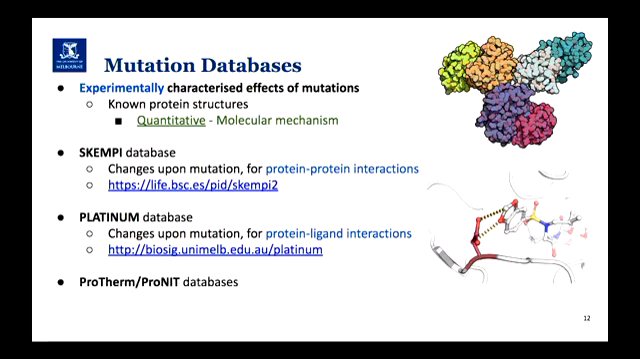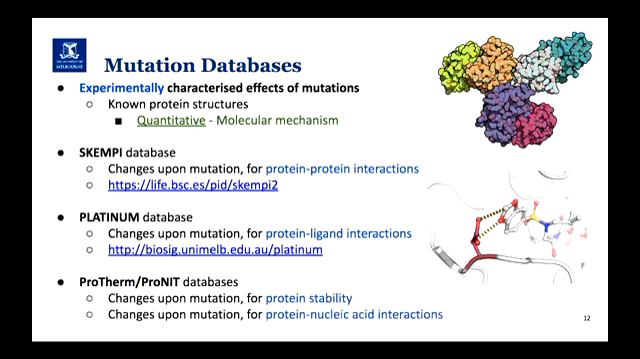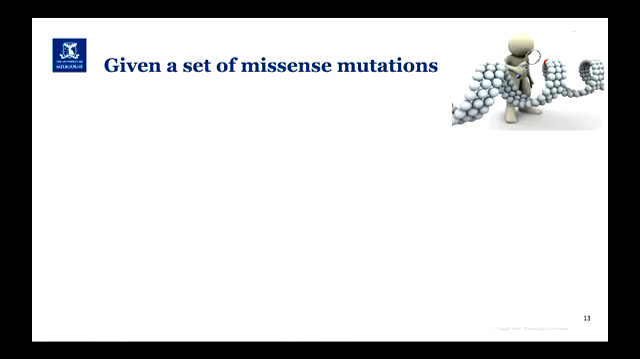And there are also mutation databases aiming at protein stability and interactions between proteins and nucleic acids, which are ProTherm and ProNIT. And they're really, really important resources. Based on all these databases, a lot of computational methods were developed. So the accumulation of this biological data actually allowed for the development of computational methods.